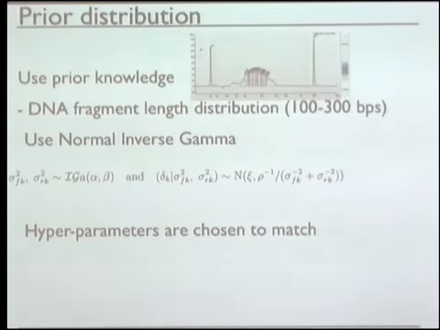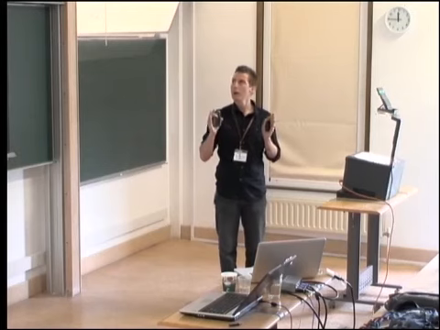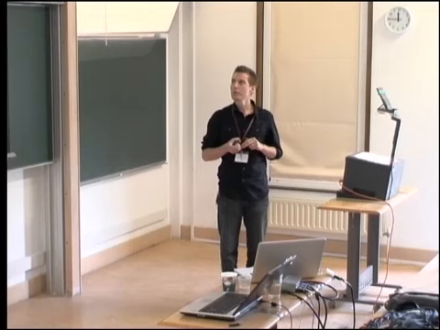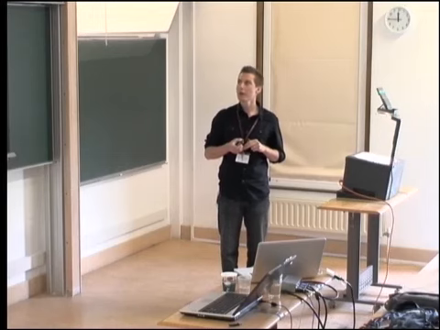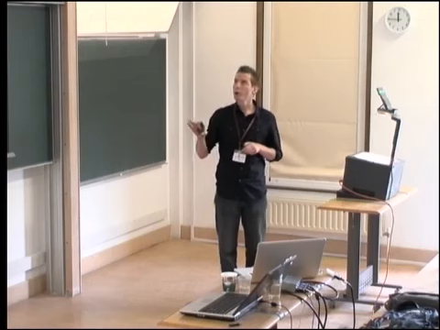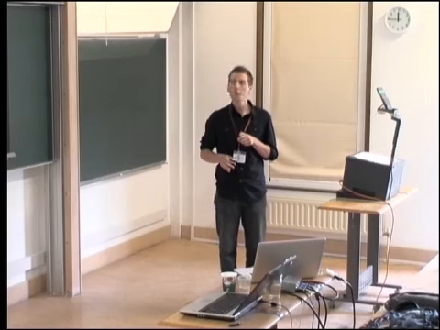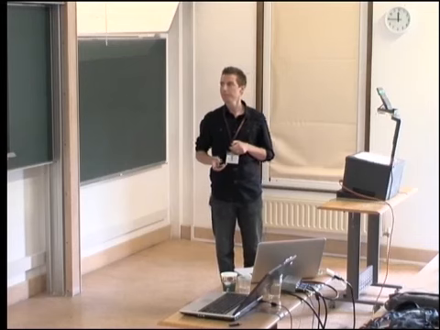So here, this is how we use the prior distribution. Often when you do these kinds of experiments, you're going to do a gel size selection, so you can actually get an idea of the distribution of the fragments and a pretty good range for your fragments. What we do, and this is really for computational reasons, is use a normal inverse gamma prior, and we set these hyperparameters so that the fragment size distribution fits what's been selected for the experiment.